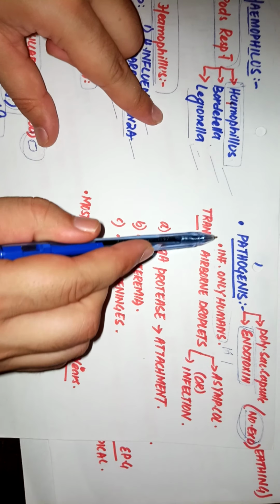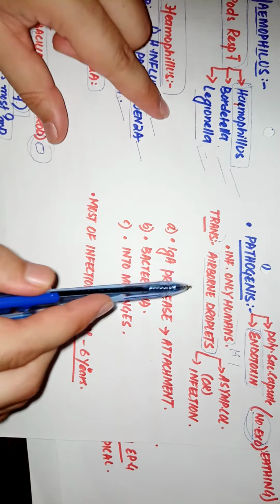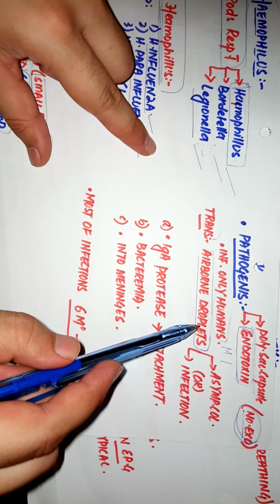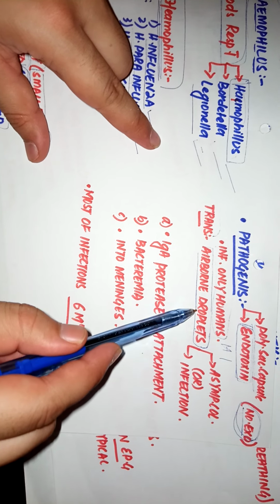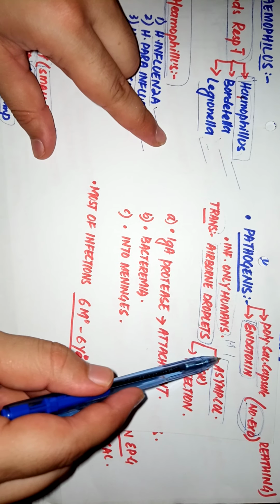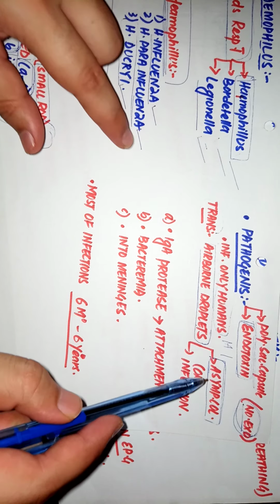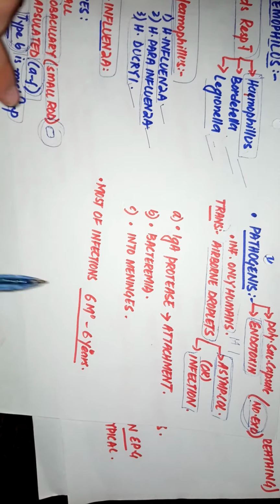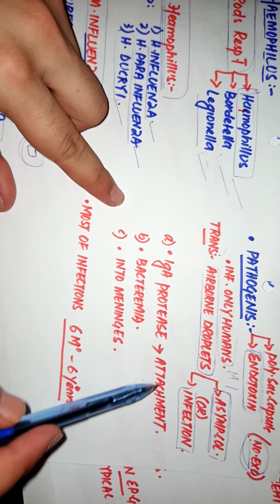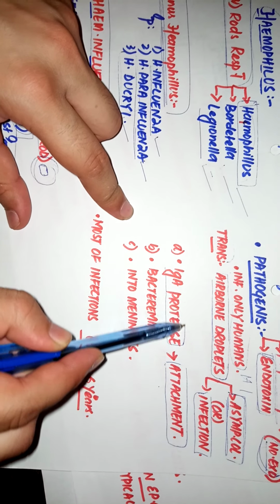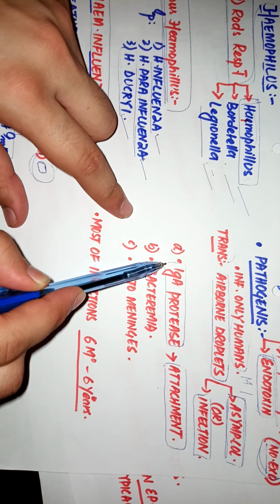The transmission of the organism occurs by airborne droplets to the respiratory tract of the recipient human being. Note that when a human being receives the organism in the respiratory tract, some colonize there and are asymptomatic, while others get infection. For pathogenesis, the first step is attachment. And for attachment, the IgA protease produced by this organism helps it.